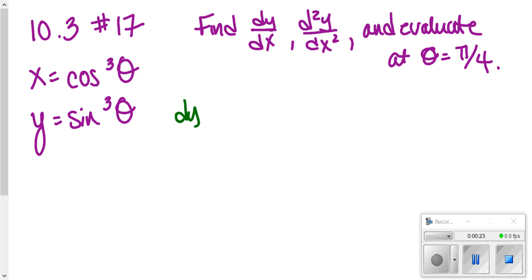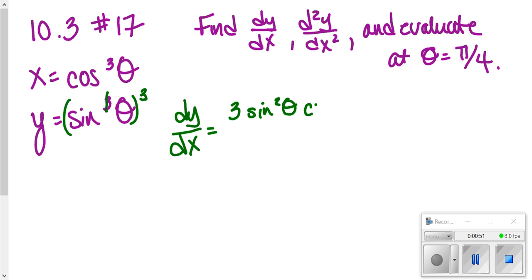So I need to remember that in order to find the first derivative dy/dx, I am going to differentiate with respect to my parameter, the part of the equation that is the y equals. I need to remember that this notation here with the 3 really means this. So chain rule applies because I have a composition of functions. The 3 comes down in front. I have sine squared, and then I need to take the derivative of the inside function, which is sine, and the derivative of sine is cosine.